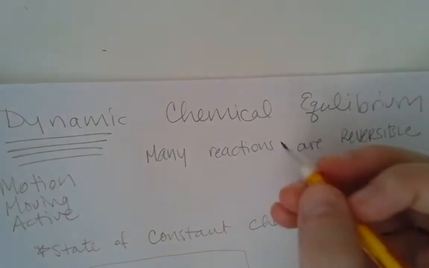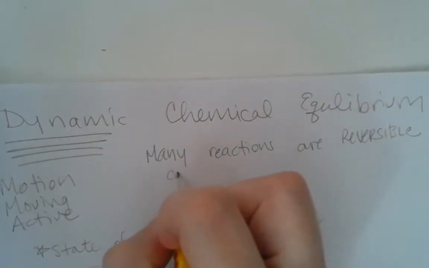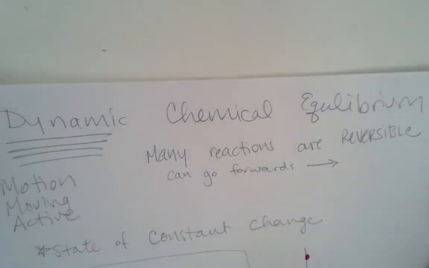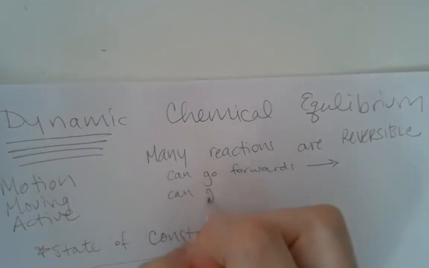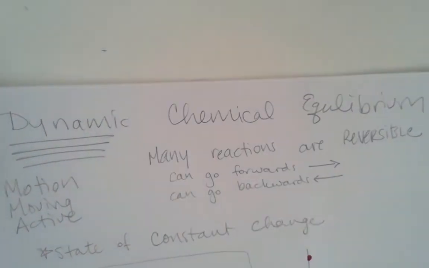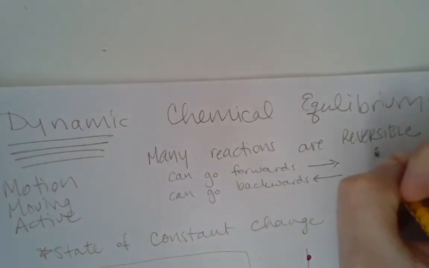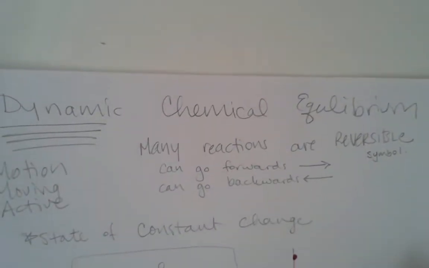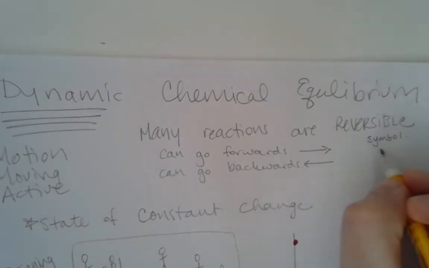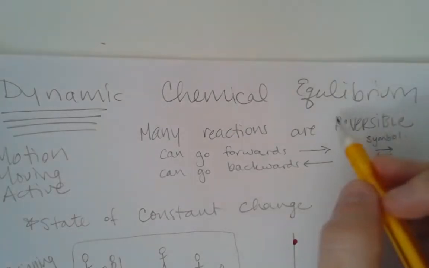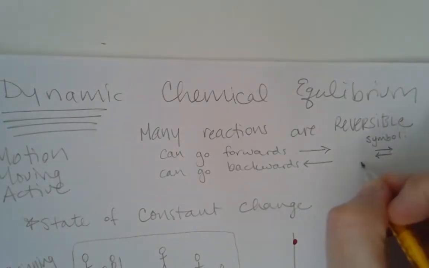What that means, they can go forwards and they can go backwards. And in fact, the symbol for reversible is that double arrow. So to show that a reaction is reversible, we've got a forward arrow and a backwards arrow. That symbol means reversible.